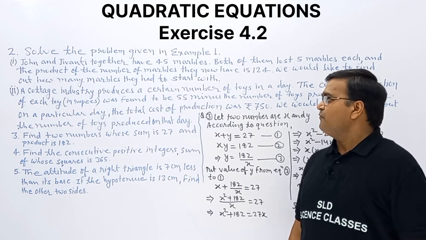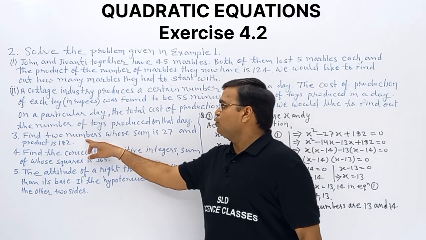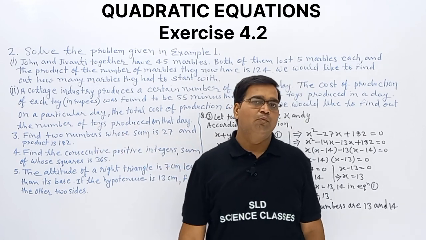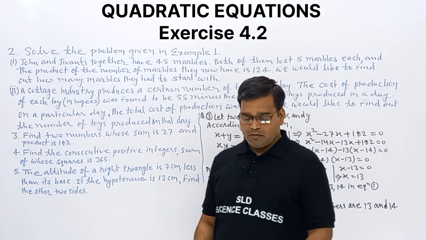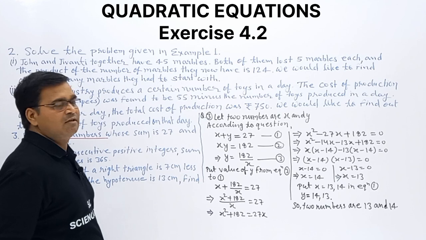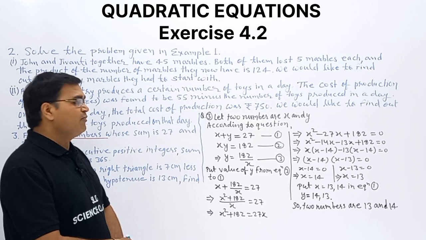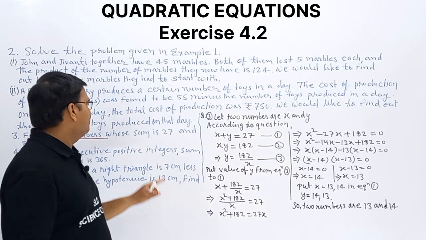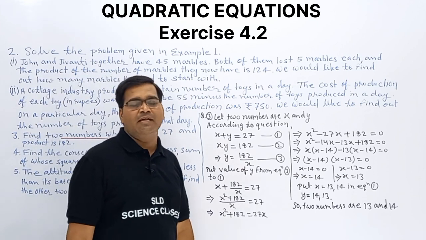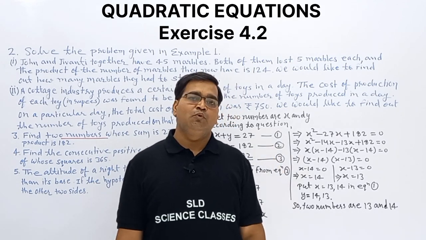Find two numbers whose sum is 27 and product is 182. What is the question? Find the two numbers. We want two numbers whose sum is 27 and product is 182. So to find those numbers we will assume two numbers.